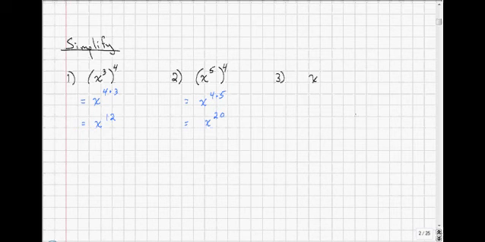X to the third to the 9th power, that would be 9 groups of 3 x's all multiplied together. So x to the 9 times 3 power, or x to the 27th power.